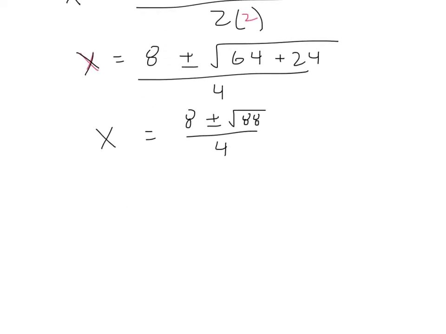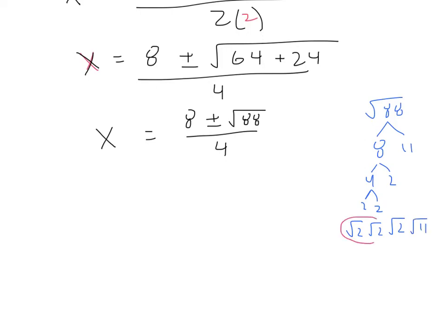All right, let's simplify the square root of 88. Let's do that off to the side here. If we break this down with our factor tree, I know that's 8 times 11. 8 is 4 times 2. This is 2 times 2. So radical 88 is the same thing as radical 2 times radical 2 times radical 2 times radical 11. And then right here, radical 2 times radical 2, that's 2. And then in the back, radical 2 times radical 11, that's radical 22. So we have 8 plus or minus 2 radical 22 divided by 4.